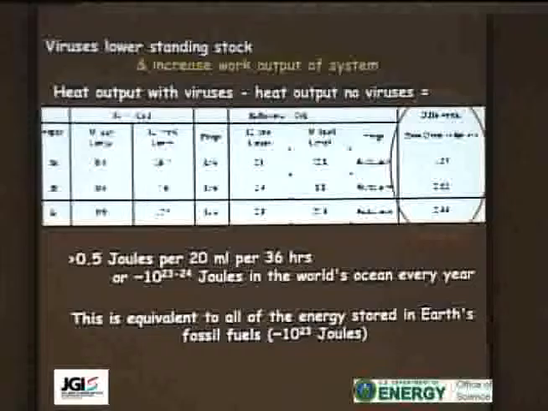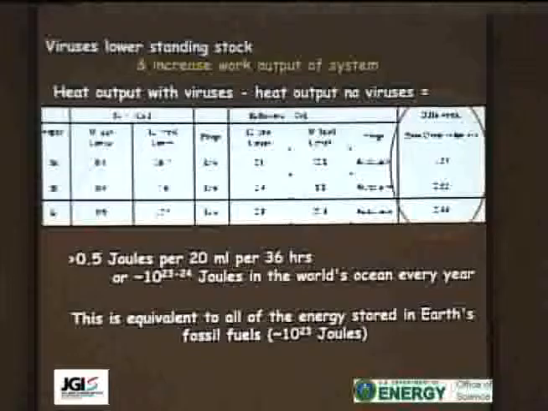So this is the heat output. So remember, in the side where you have the viruses, you actually have fewer bacteria. But your heat output is actually much higher, which is telling you that the system is moving faster. So it's doing more work. You're creating more entropy, if you want.